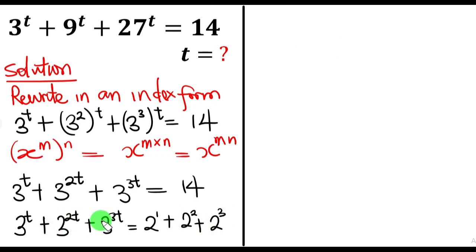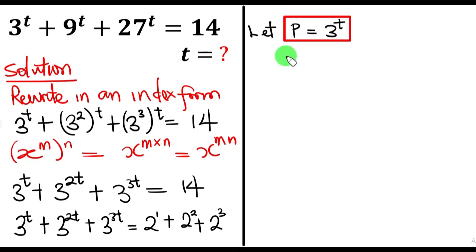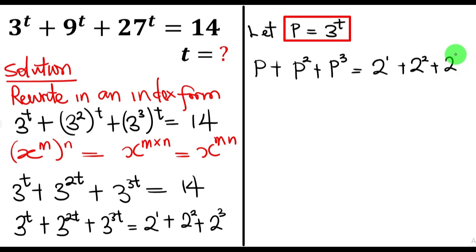And to handle this in a simpler form, I am going to say let p equal 3 raised to the power of t. By so doing, it's going to make my work neater. Having this, we can rewrite our question like this: p plus p raised to the power of 2, then plus p raised to the power of 3 equals 2 raised to the power of 1 plus 2 raised to the power of 2 plus 2 raised to the power of 3.